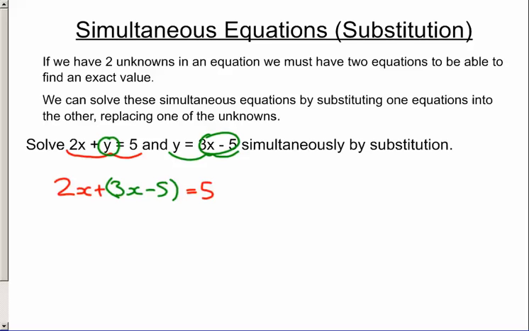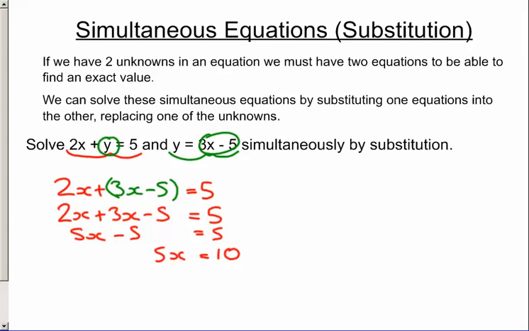Now, once we've done the substitution, we just have to solve an equation in x. So we have 2x, and in this case when we multiply the brackets, we just get 3x minus 5 equals 5. So we get 5x minus 5 equals 5. So we get 5x equals 10 by adding 5 to both sides, which means x is equal to 2.